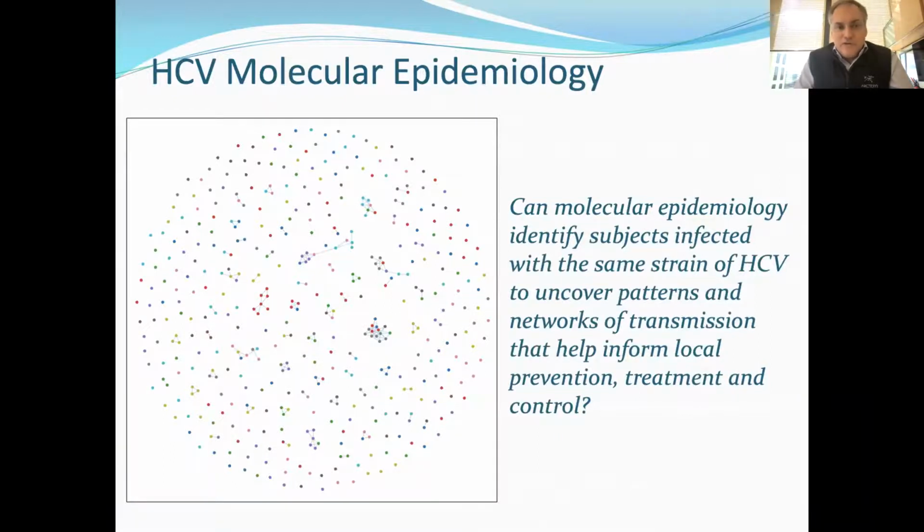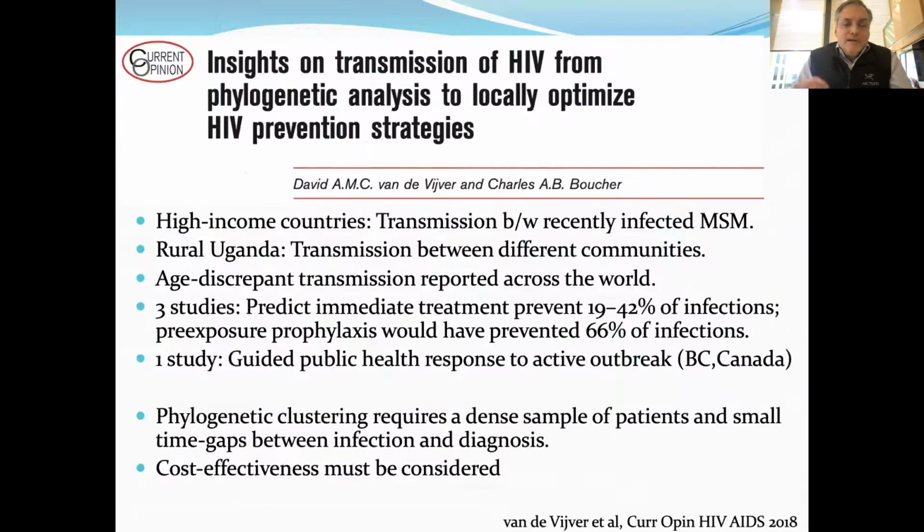I'm really going to focus on the molecular epidemiology aspect of all of this. For those who are more interested, I would point people to this wonderful review on HIV transmission and phylogenetic analysis. I think a lot of the same lessons and applications apply. We've been doing this for a number of years in HIV, and that's been very helpful for identifying exactly where transmissions are coming from.